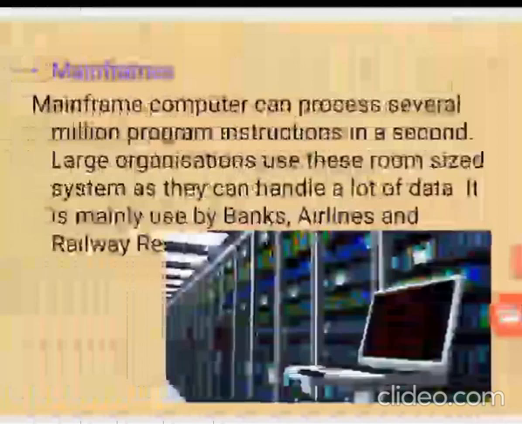The capacity of the minicomputer is between that of the mainframe and the microcomputer. It is the mid-size computer. It is usually fitted within a single cabinet.